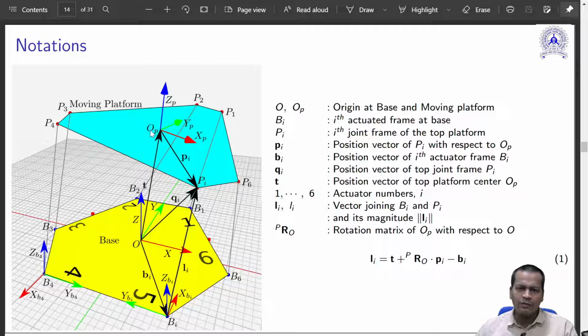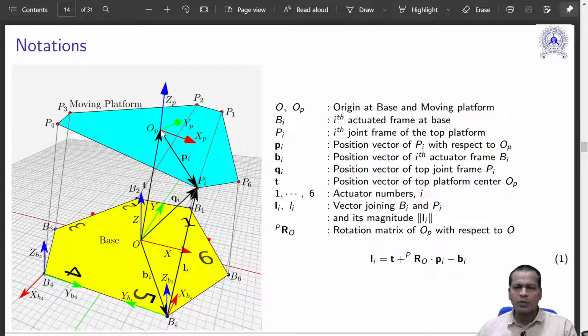Let us say you have a top platform location given by OP, that is the position vector T. So this is T, and the points where your actuators are connected to the top platform are connected through vectors which are known as PI. PIs are small position vectors. So you already know the locations of PI, because those are not going to change when the platform moves.